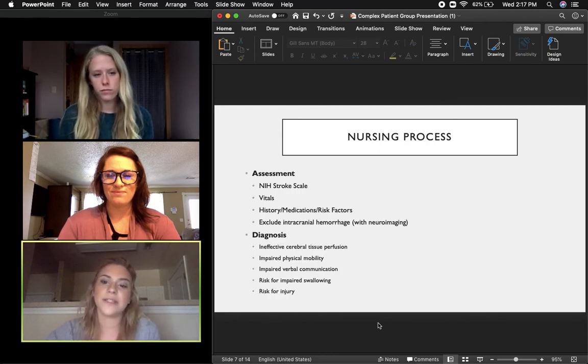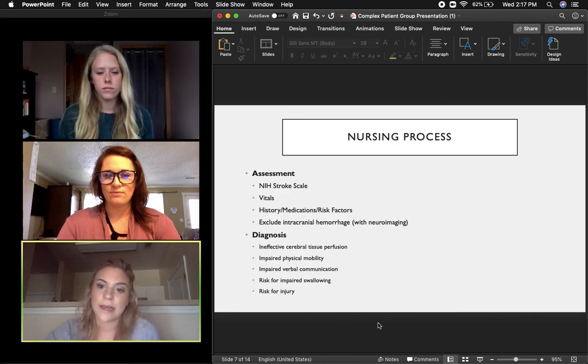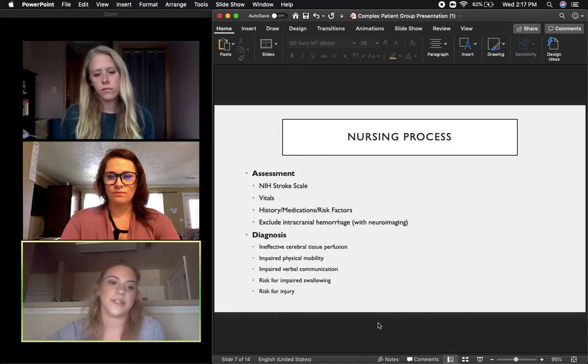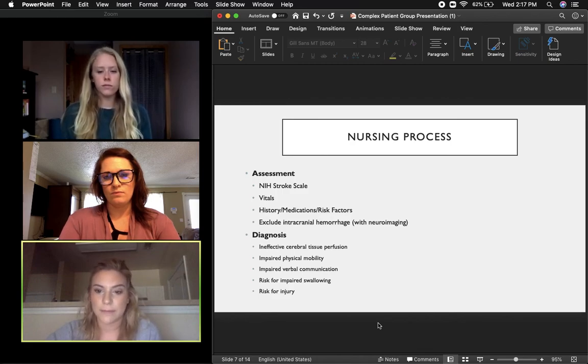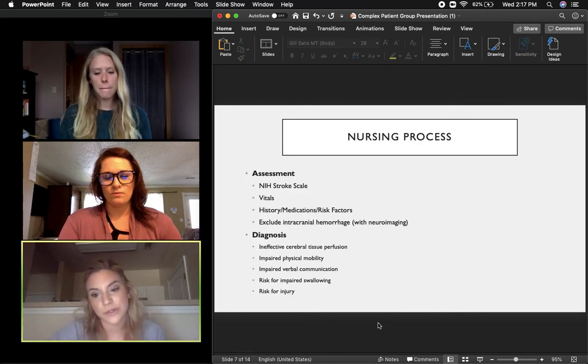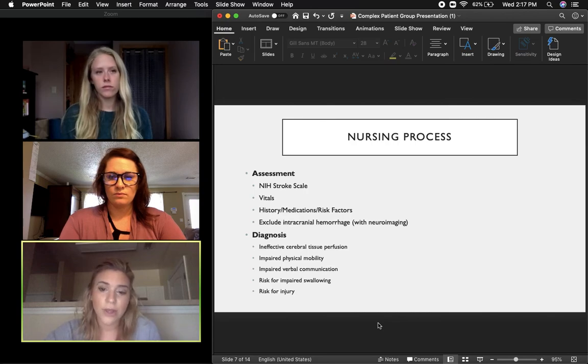Then we move on to diagnoses. And so we'll have our medical diagnosis. Of course, in this scenario, it's the acute ischemic stroke, but we know that we can make several nursing diagnoses. So for this patient, we might have ineffective cerebral tissue perfusion, impaired physical mobility, impaired verbal communication, a risk for impaired swallowing, which is really crucial that we recognize, and a risk for injury. So all of these diagnoses will play a huge role in her care.